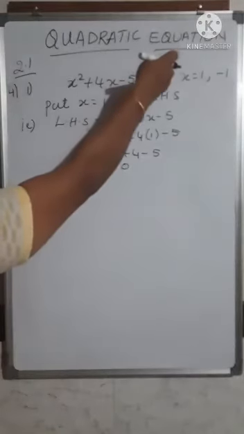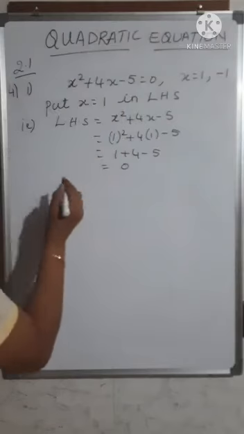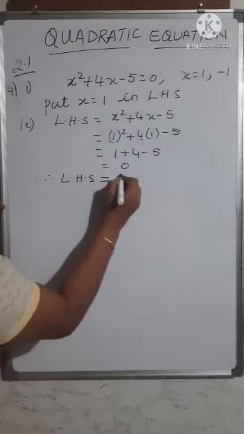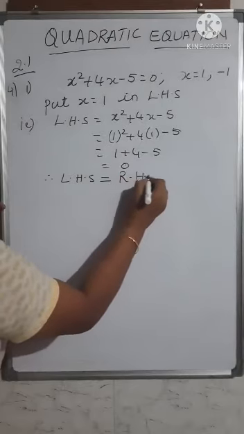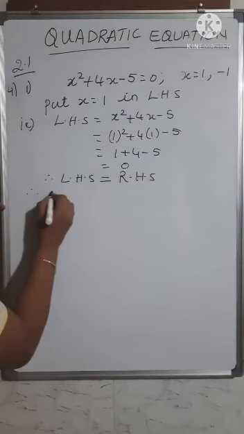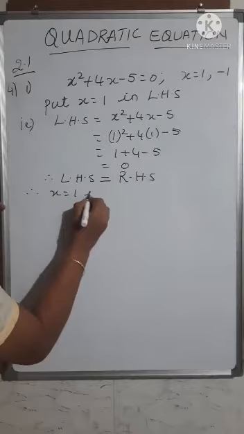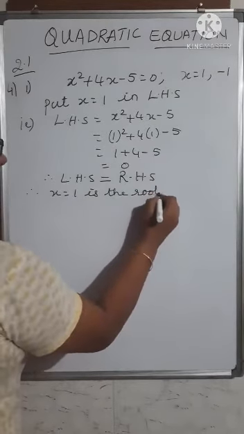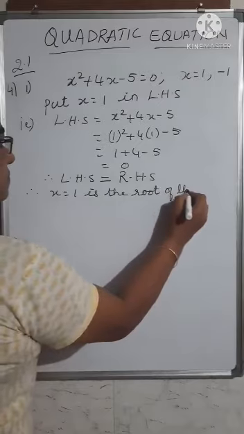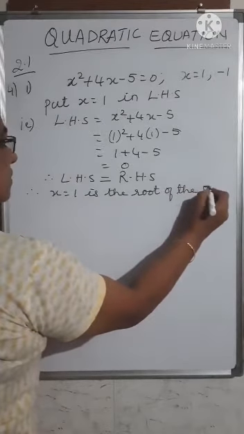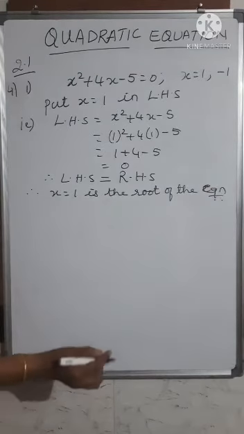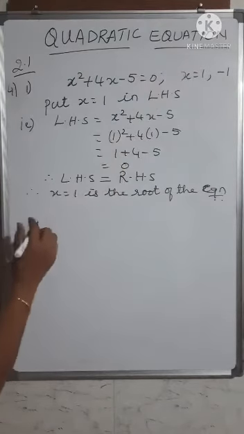And on the right hand side, what did you get? You already have it as 0. Therefore LHS is equal to RHS. Therefore x is equal to 1 is the root of the equation. So like this you have to write the answer. Now next they have given one more value, minus 1.